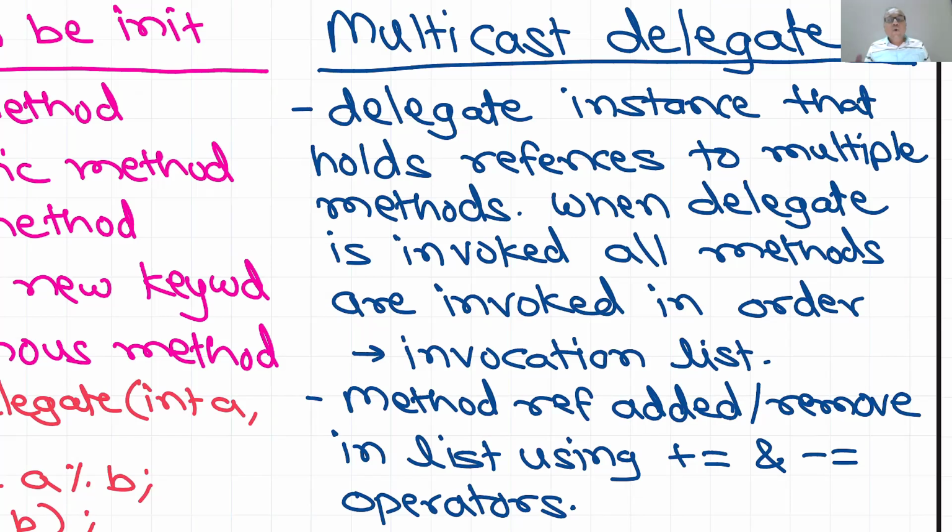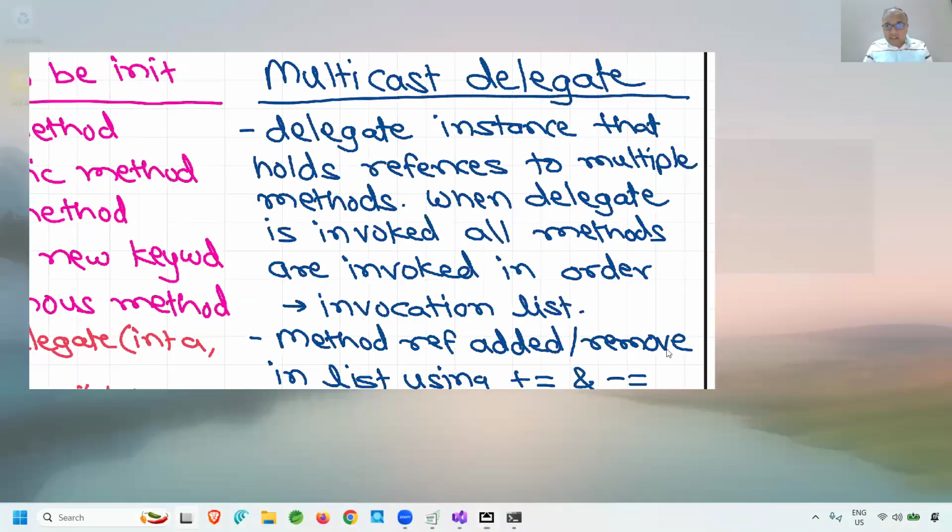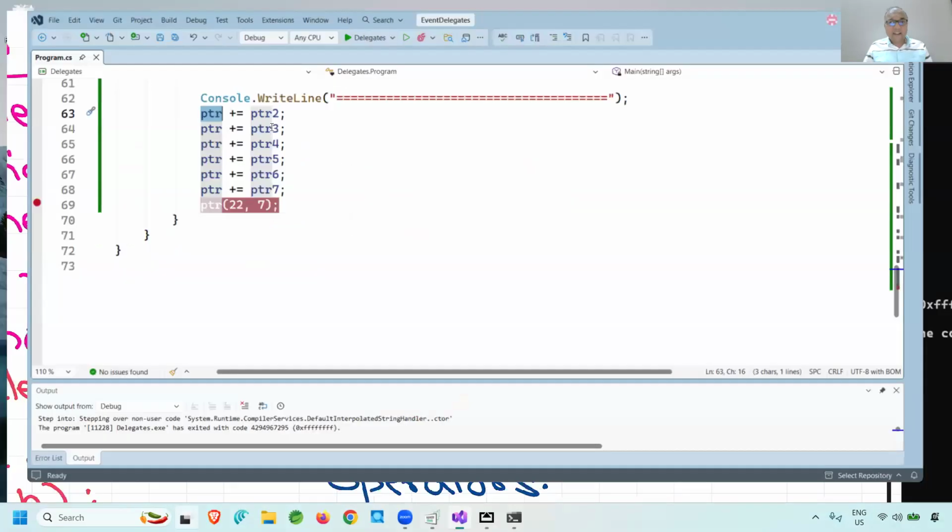Delegate instance that holds references to multiple methods is called as multicast delegate. When delegate is invoked, all methods are invoked in the order in which we have added the methods into the delegate object. In the same order they are executed. We can do this kind of addition using plus equal to. At the same time, I can use minus equal to for removing certain methods from that. If you want that, let me quickly show you that as well.